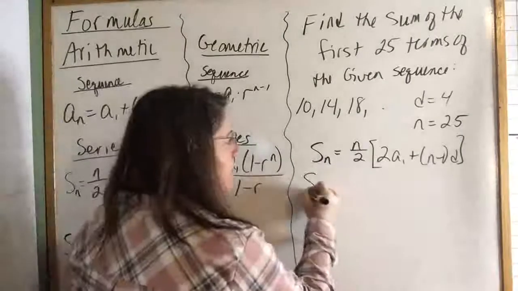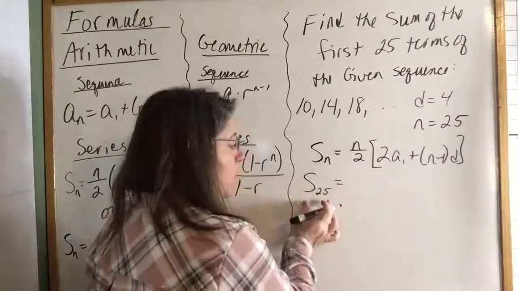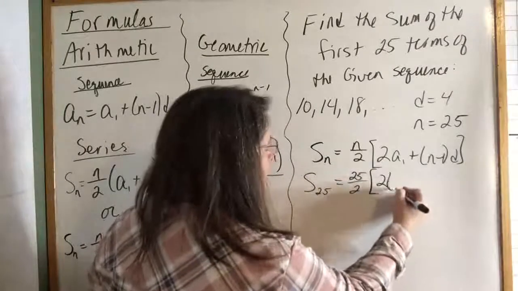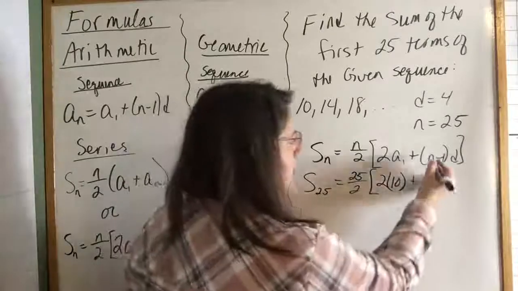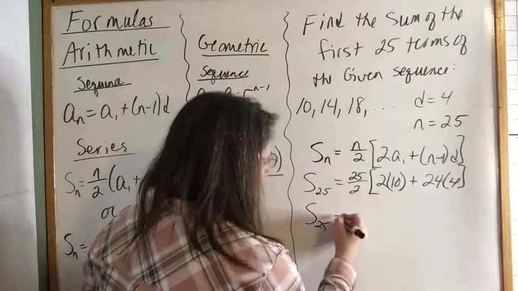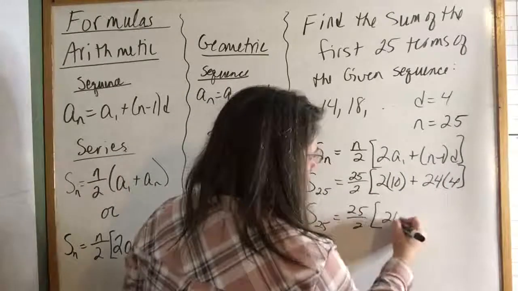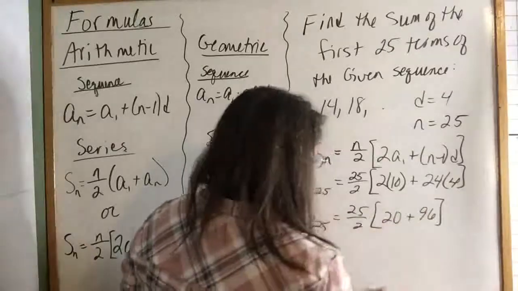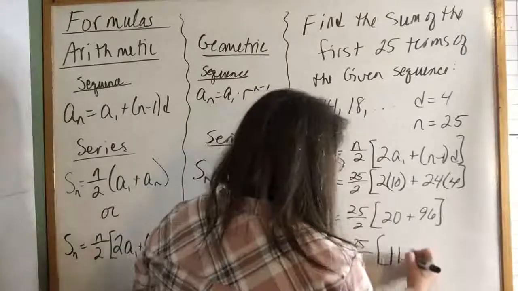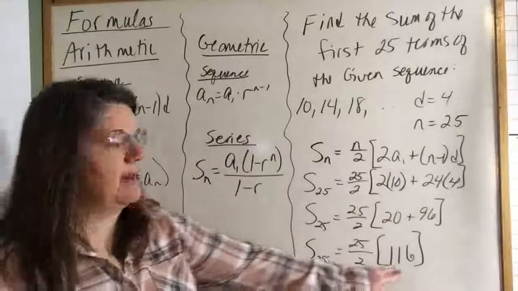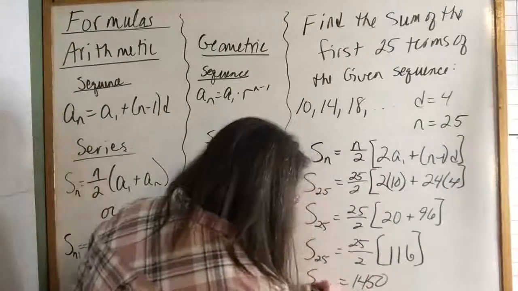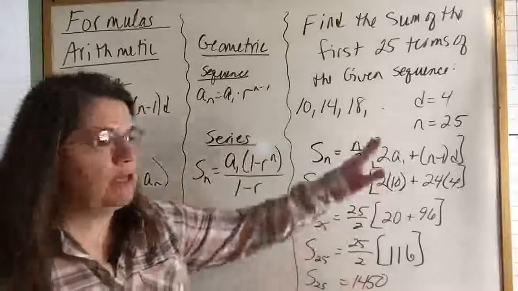So S sub 25, the sum of the first 25 terms, is equal to n is 25 over 2. We've got 2 times a sub 1 is 10. N minus 1 is 24 times d, which is 4. So I have S sub 25 equals 25 over 2 times 20 plus 96. So I have S sub 25 is equal to 25 over 2 times 116, which you may recall we got that in the last formula. So the answer there is 1450. We get the same answer using either formula.